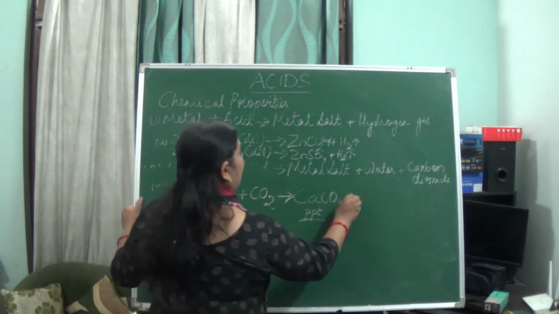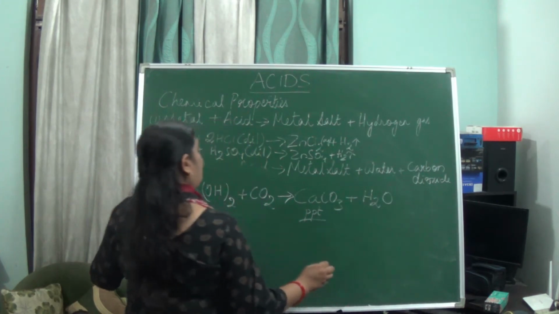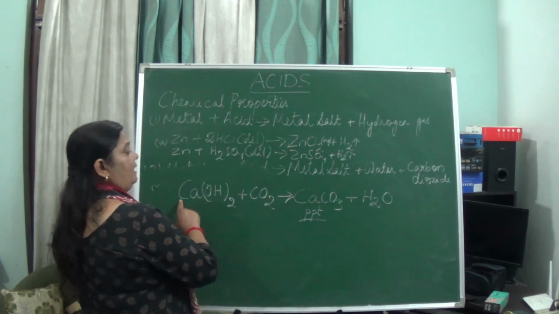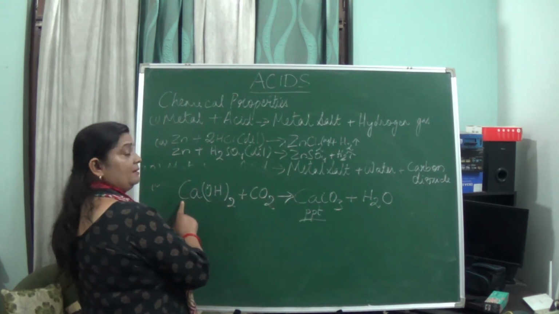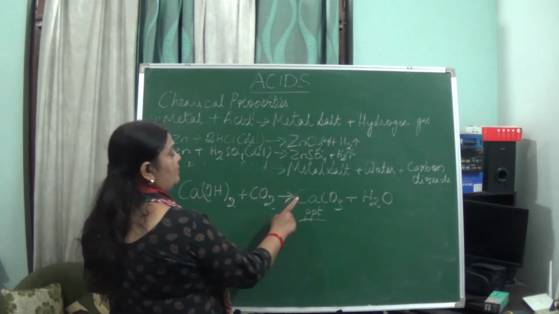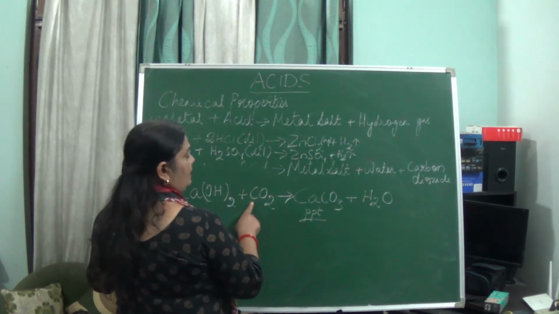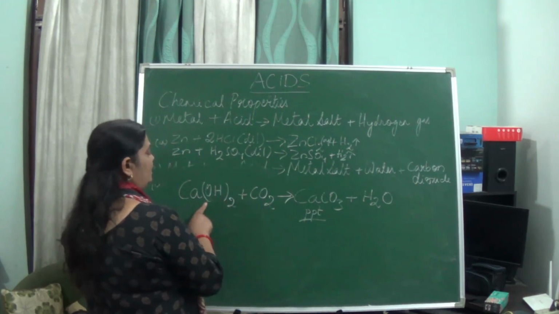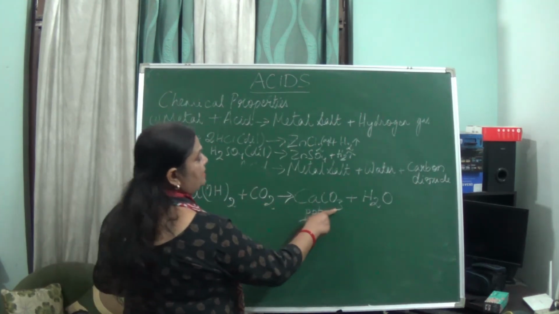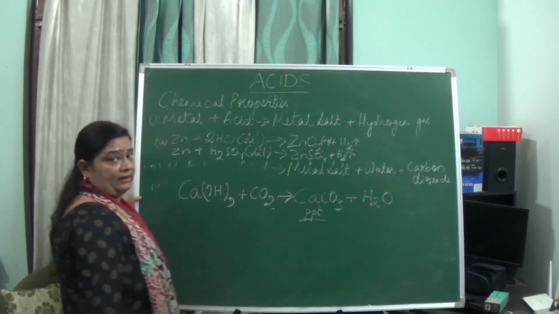And what will we be getting? We will be getting water. Okay, so if you balance it, calcium is 1, isn't it? We will be using the simple hit and trial method. Calcium 1, okay, then balance what? Carbon, carbon is also 1. Oxygen, oxygen is 4 over here, 2 plus 2, 4, here 3 plus 1, 4, and hydrogen is 2. So it is balanced already.